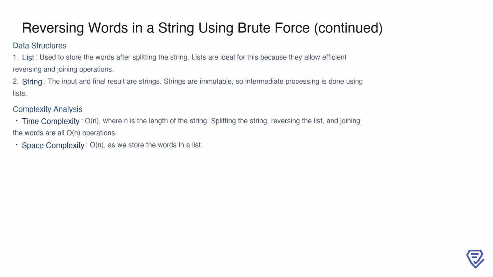The input and output are strings, but since strings are immutable in most programming languages, we use lists for intermediate processing. This design choice ensures the solution remains efficient and easy to implement. Speaking of efficiency, the time complexity of this approach is O(n), where n is the length of the input string. Splitting the string into words, reversing the list, and joining the words are all linear operations with respect to n. Similarly, the space complexity is also O(n), because we store the words in a list during the intermediate steps.